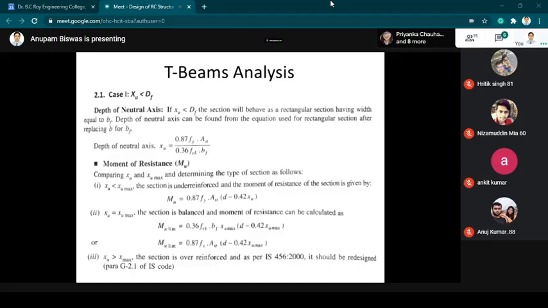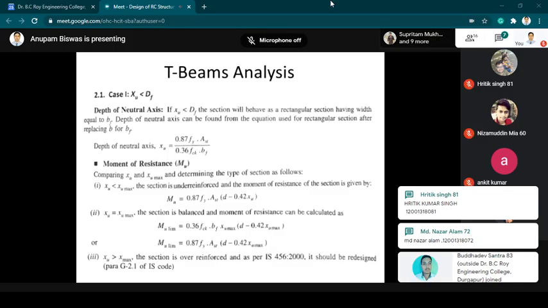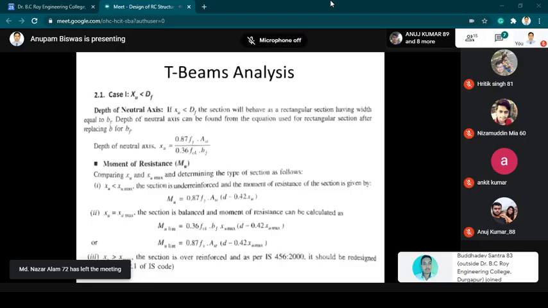If this T section behaves as a rectangular section with the same width as the flange section, that is bf, the calculation becomes very easy. So the depth of neutral axis is calculated as for a rectangular section, that is xu is equal to 0.87 fy Ast by 0.36 fck bf.